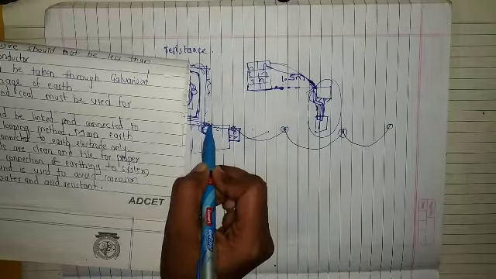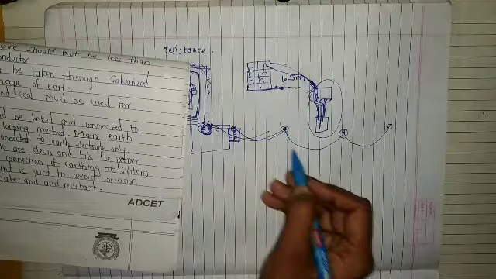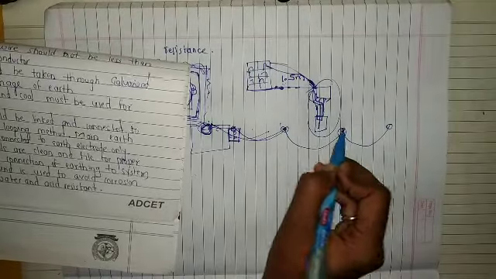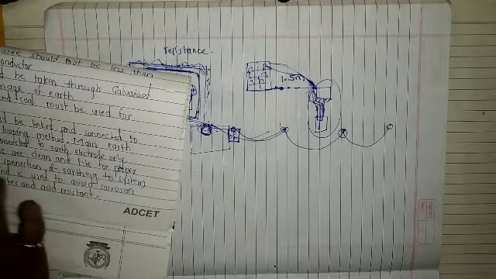That means we have to take this wire from this point to the next point, and from that point to the next point, right? Now what is the second? The main earth wire should be connected to the earth electrode only.